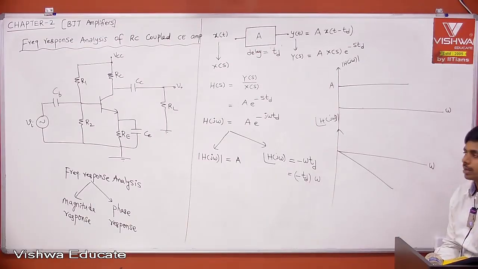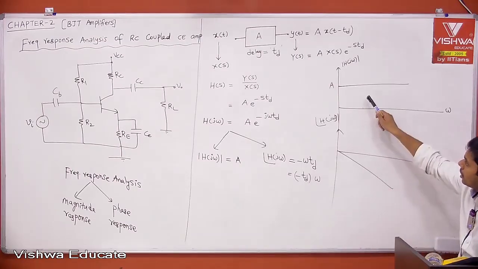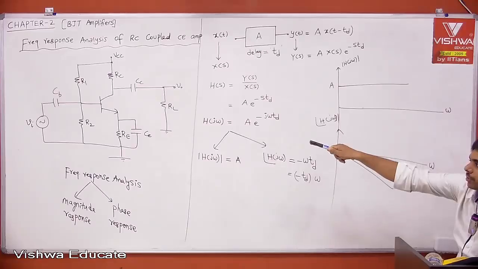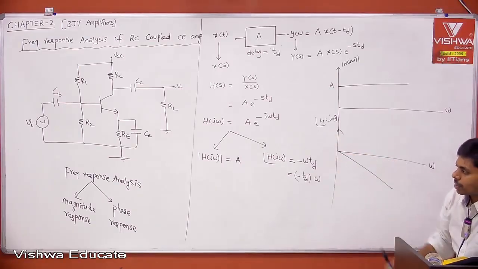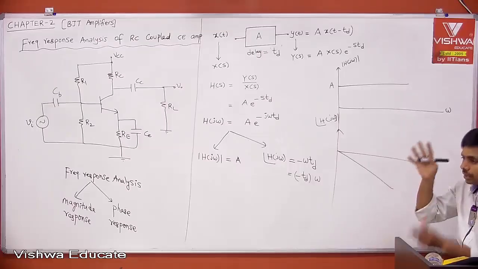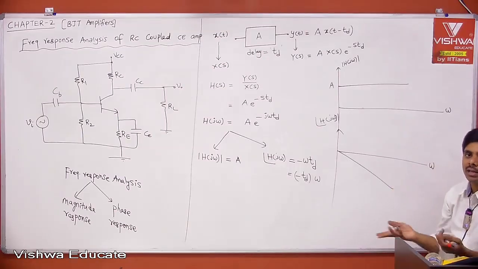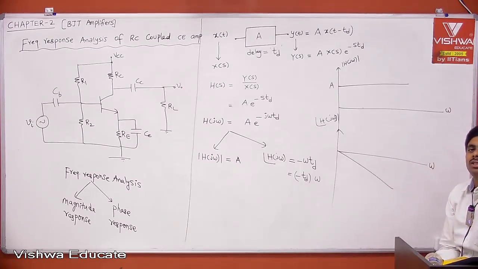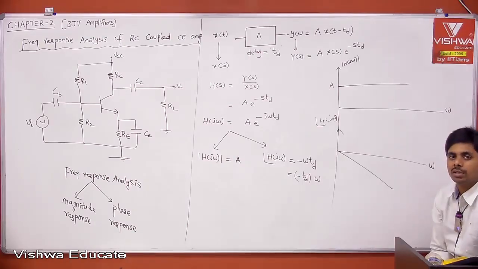Okay, that's fine. You take it. This is the expectation value. Then we are going to plot the magnitude response of your RC coupled CE amplifier, and look for what frequency range the gain is flat. There only we will try to operate. That is nothing but basically bandwidth. The range of frequencies in which your gain is almost constant, that is what people call bandwidth.